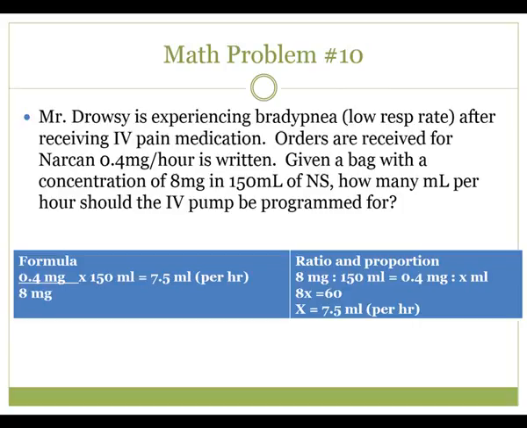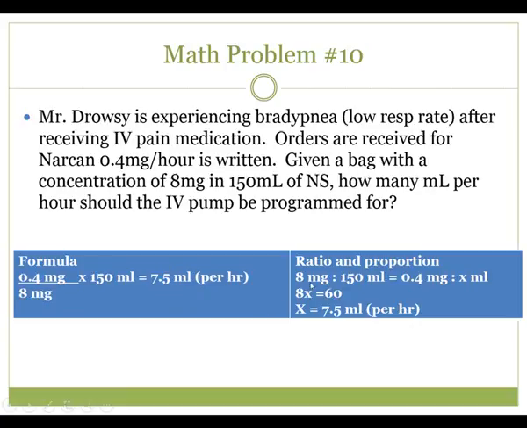So you say desired dose is 0.4 milligrams over 8 milligrams, which is what I've got on hand, that's my available dose, times 150 mils, which is the volume that my available dose is in, and it comes out to 7.5 mils I would need to give him 0.4 milligrams. So I would give him 7.5 mils per hour.